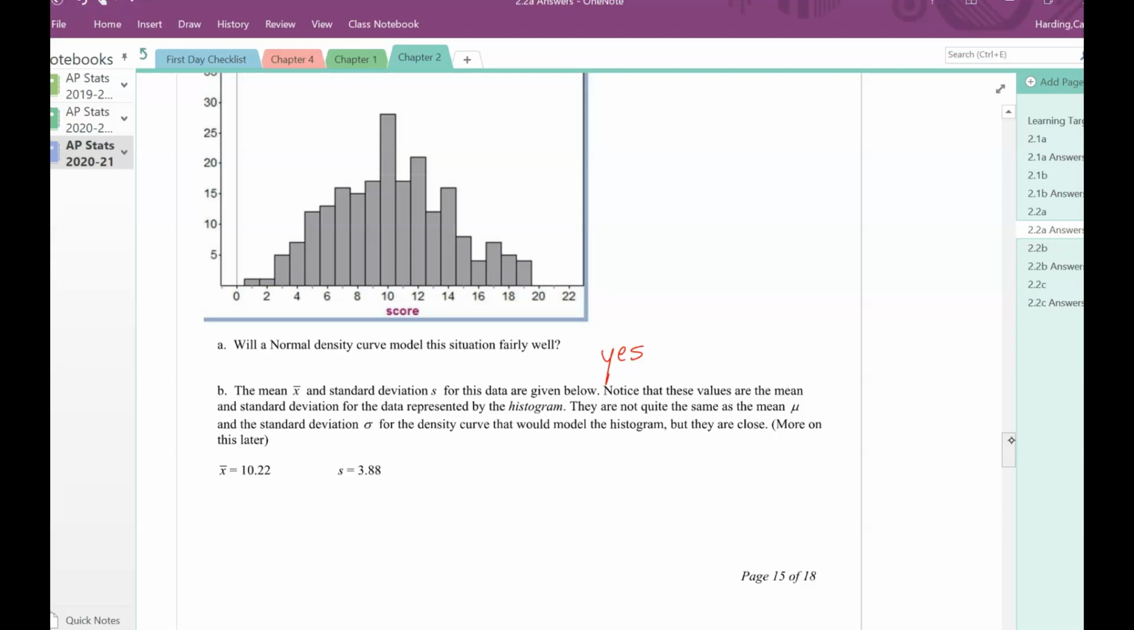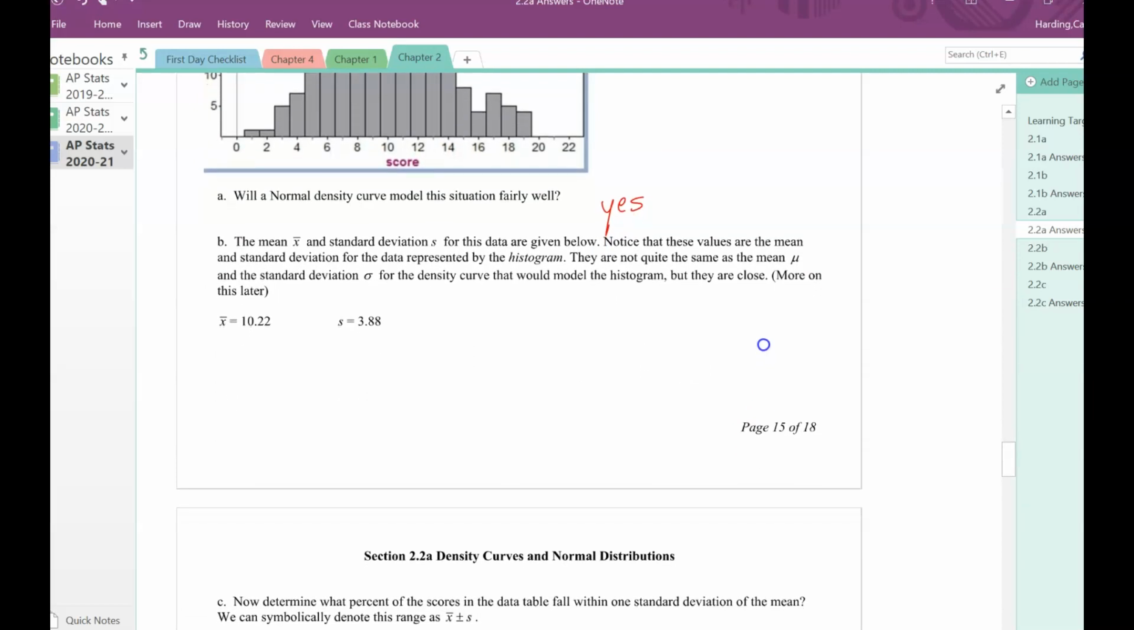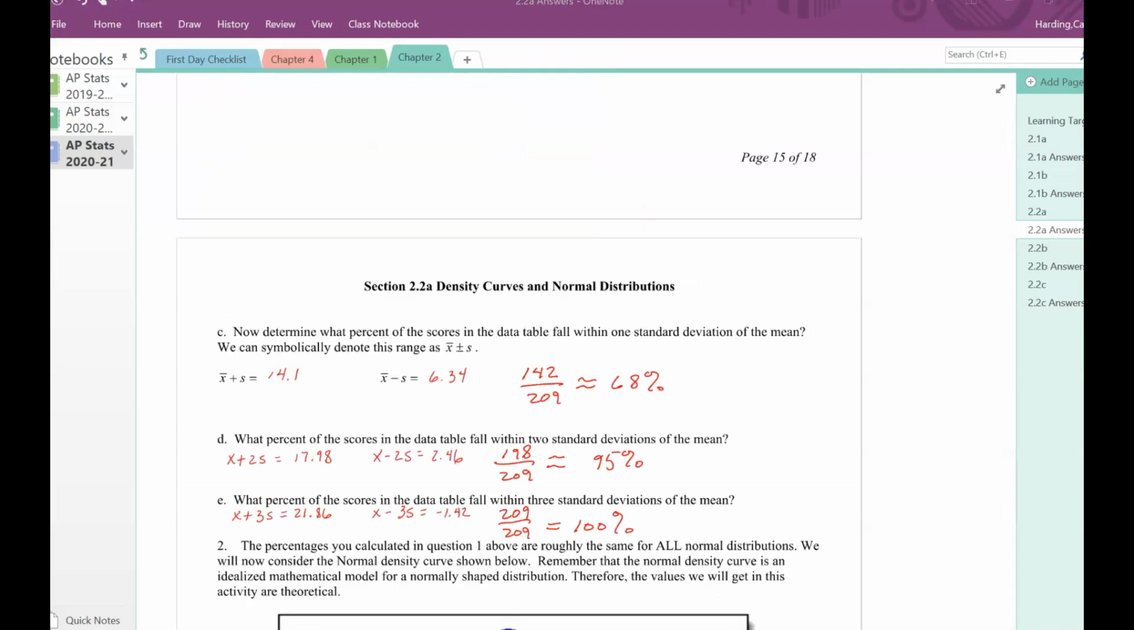So you can see the mean score is 10.22. The standard deviation is 3.88. So what I would like you to do at this time is try to answer parts C through E on the next page. You can check your answers here. In part C, we're looking at the mean plus and minus 1 standard deviation. Within that range was about 68% of the scores.